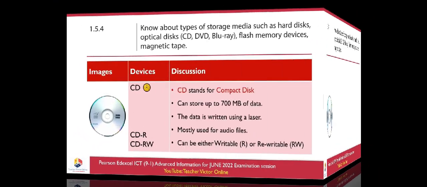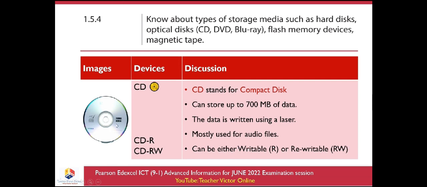CD. The picture you're seeing here is a CD. It has some rating there. We have 700 MBs, and this one plays for 80 minutes. CD stands for compact disk. This CD can store up to 700 MBs of data, and the data is written using a laser. Mostly, CDs are used for audio files, but you can still use them for videos if it's a short video.